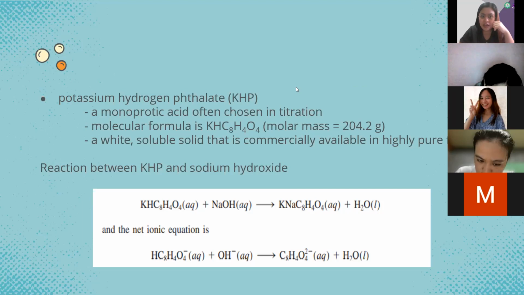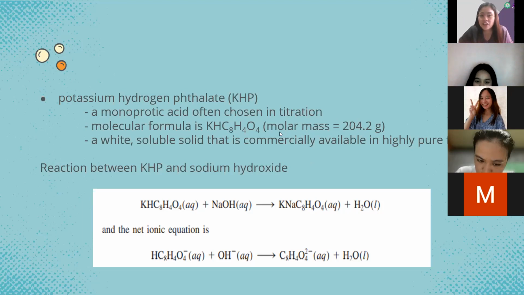The molecular formula of our potassium hydrogen phthalate is KHC8H4O4 with a molar mass of 204.2 grams. This is not rounded off. This is its chemical formula. You can try solving for the molecular weight of potassium hydrogen phthalate. It's just that the given molar mass from the book is not rounded off. So we have a lot of potassium acid or potassium hydrogen phthalate in the laboratory which we can use in the standardization of our sodium hydroxide. It's actually white and soluble in water, and most likely it's highly pure.